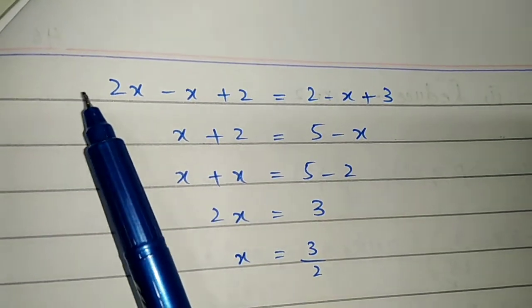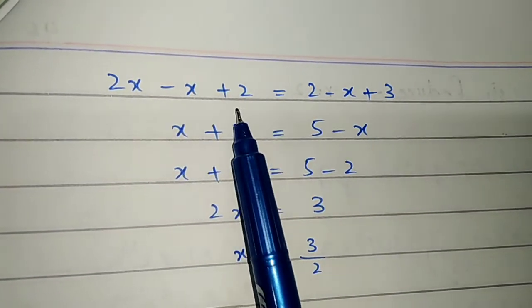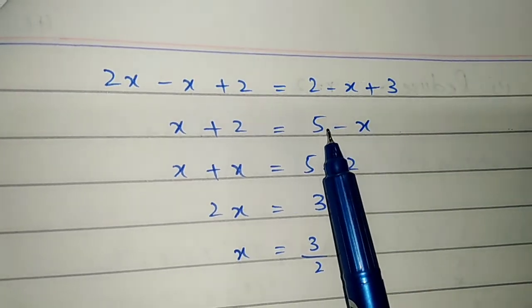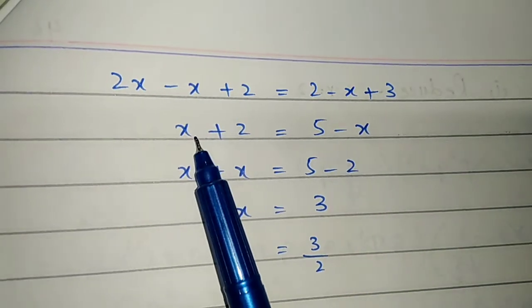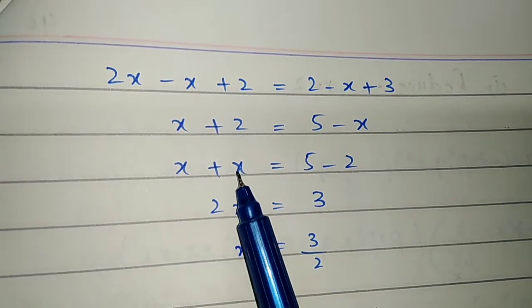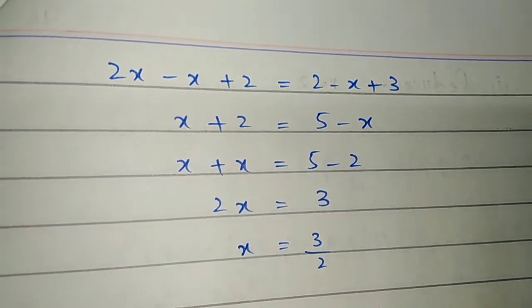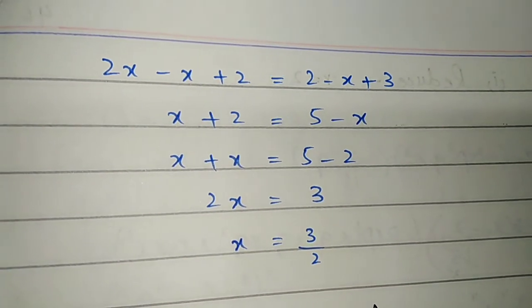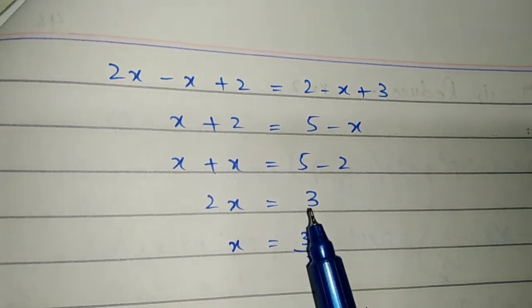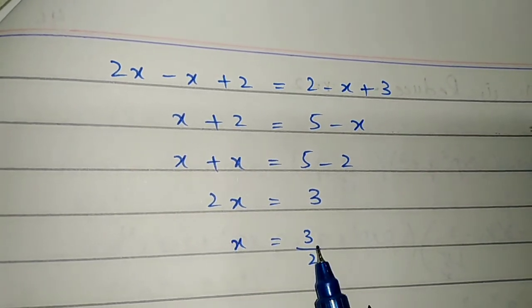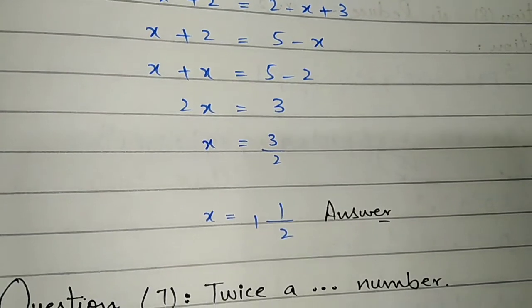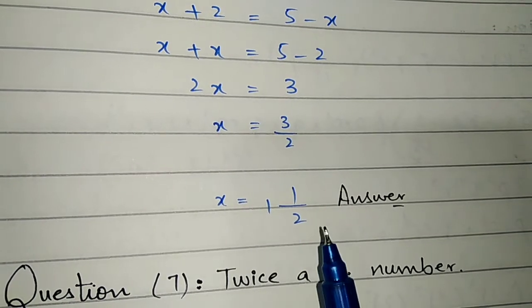Now we have to solve it. 2x minus x, that is x plus 2 equals to 2 plus 3, that is 5 minus x. Now this negative x will become positive, x plus x equals to 5 minus 2. X plus x, that is 2x, and 5 minus 2, that is 3. So x is equals to 3 over 2, or x is equals to 1 and 1 over 2. This is a mixed form.